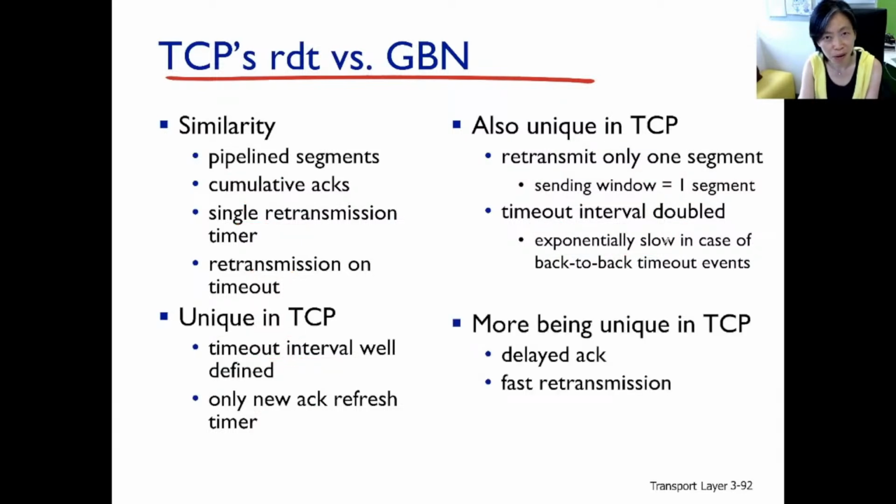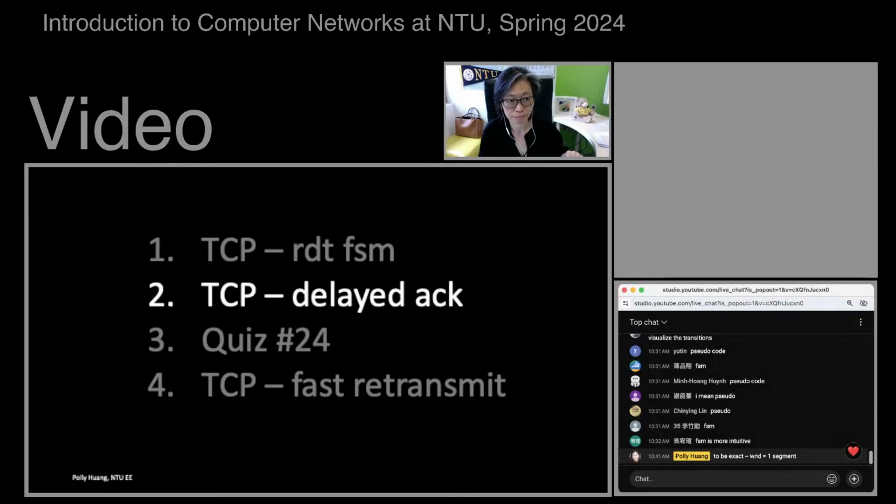Now, there are more differences. First one, delayed ACK. Second, fast retransmission. These are the two extra mechanisms in TCP related to reliable data transfer that we need to talk about. And what's coming next, a big part, we're going to talk about TCP's congestion control more seriously. But before we talk about congestion control, let's finish delayed ACK and fast retransmission.